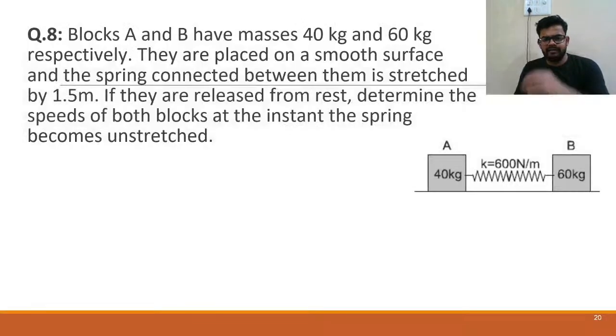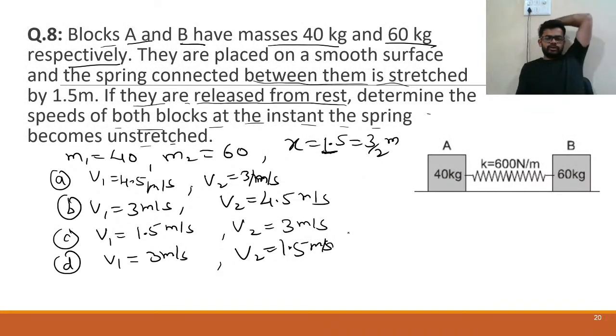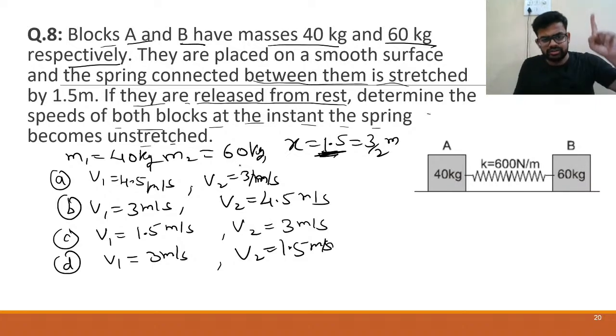So this is my complete question. What things are given? The value of x is 1.5 meter, that is 3 by 2. M1 is 40 kg. M2 is 60 kg. So I think you can do it. Now what will we do?